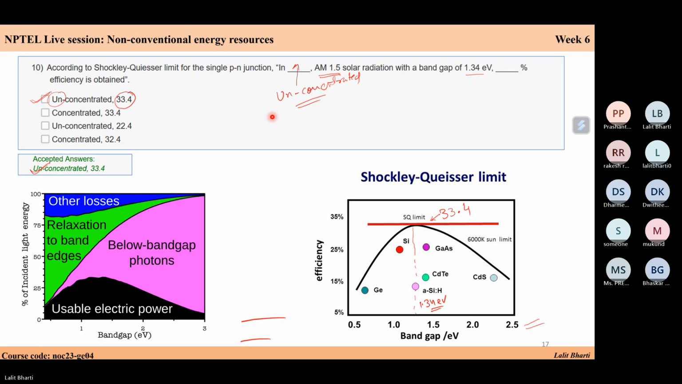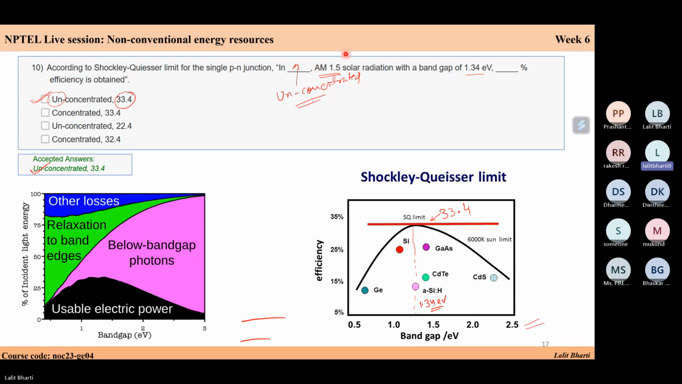Unconcentrated means you can concentrate your light with solar. We already saw the different types of solar concentrators. If you concentrate your light and incident this light on a solar cell, then simply your efficiency will be higher for that case. So the SQ limit is defined on the unconcentrated AM 1.5 solar radiation. So AM 1.5, what is AM 1.5?